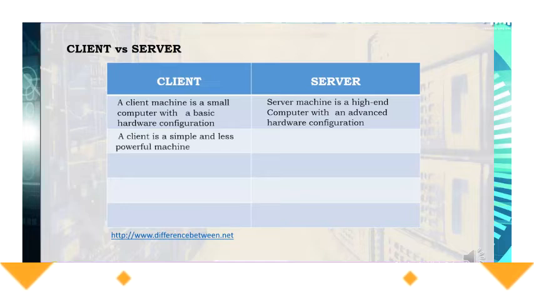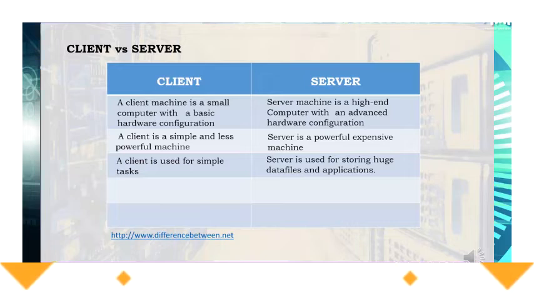A client is a simple and less powerful machine. A server is a powerful, expensive machine. So a client is less expensive, while a server is the most expensive machine because it caters to large data. No? Okay. Next, a client is used for simple tasks, while a server is used for storing huge data, files, and applications. No? As I said earlier, a client performs based on a user standard, while a server delivers high performance.